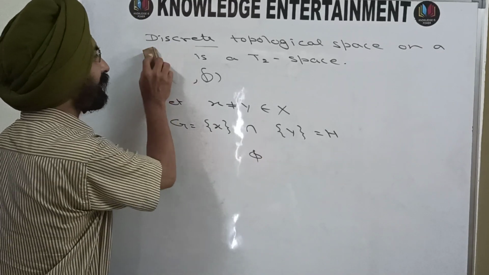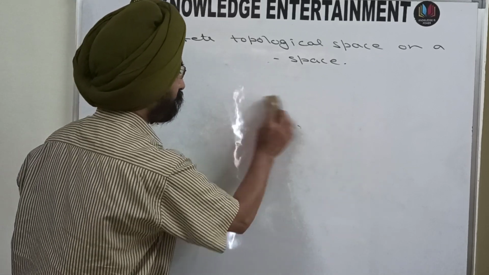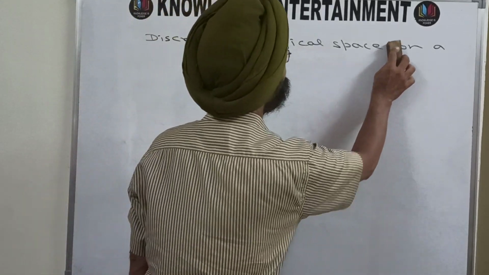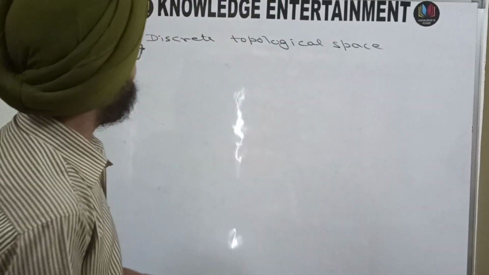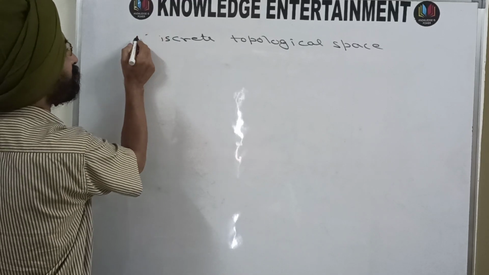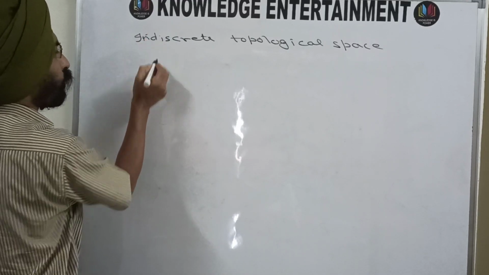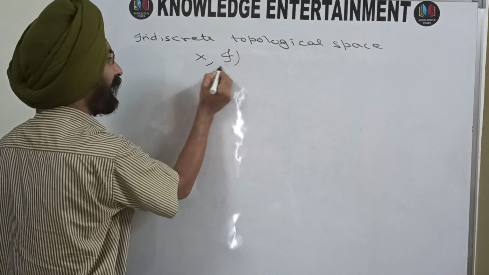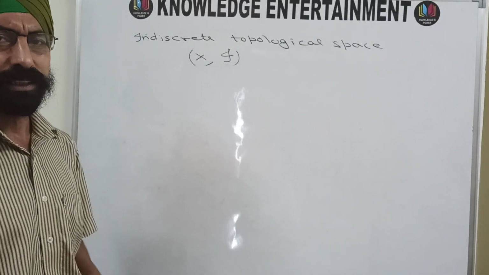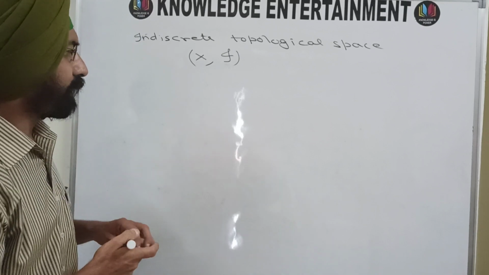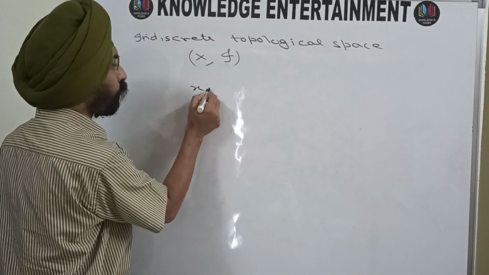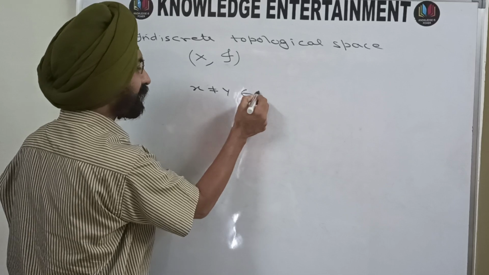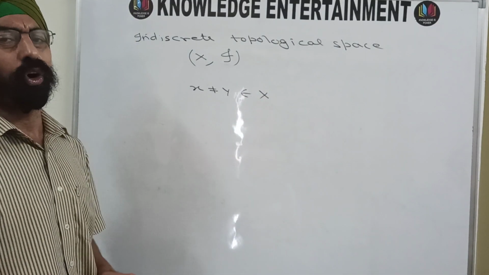What about the indiscrete topological space? If we talk about the indiscrete topological space, let X be any set, and let us denote by I the indiscrete topology defined on X. What will happen? If you take any two distinct points X and Y from X, now what do you want?